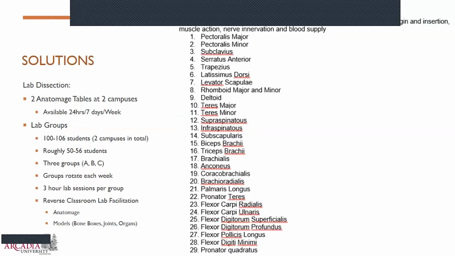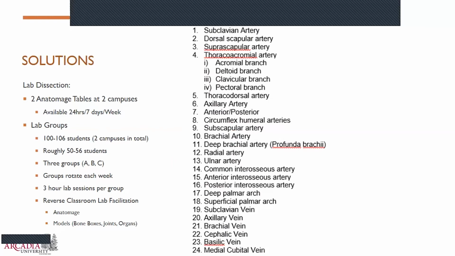In order to help guide our students a little bit more, we created what I would call a lab worksheet. This is just an example here of the upper extremity, where we asked our students to identify not only the location or the name of a muscle, but also its origin, its insertion, its muscle action, the nerve innervation, and the blood supply. And so we would give them a list of every structure that we wanted them to include in their 3-hour presentation to the other students in their group.